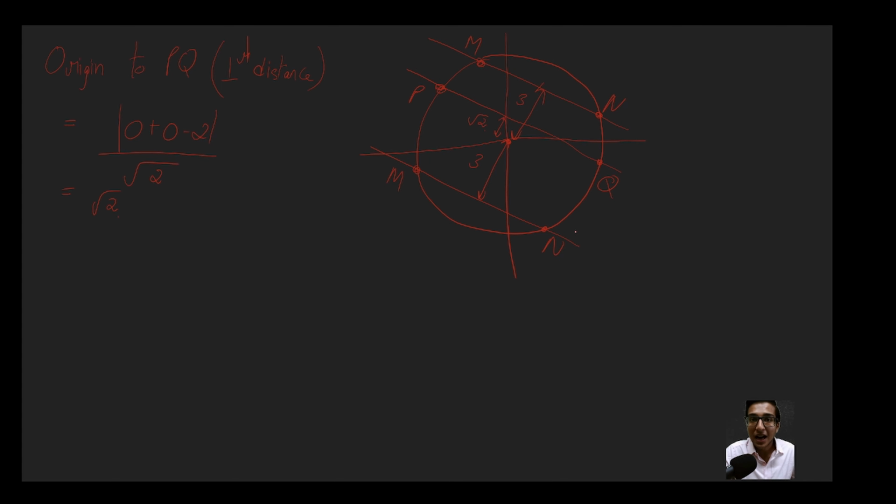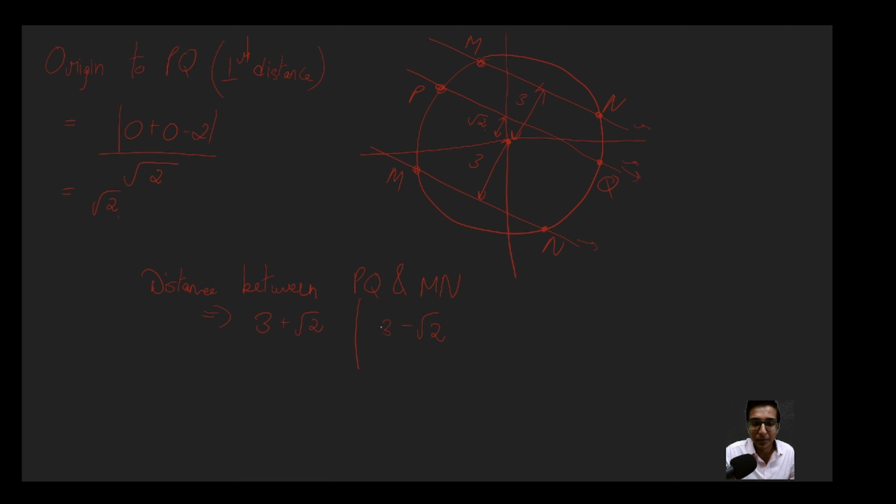So what can be our answers from this? We can say that the distance between PQ and MN would be two values. One would be, let's say, if I take this line and this line, and once it can be if I take PQ and this line. So it can be either 3 plus root 2 or it can be 3 minus root 2.